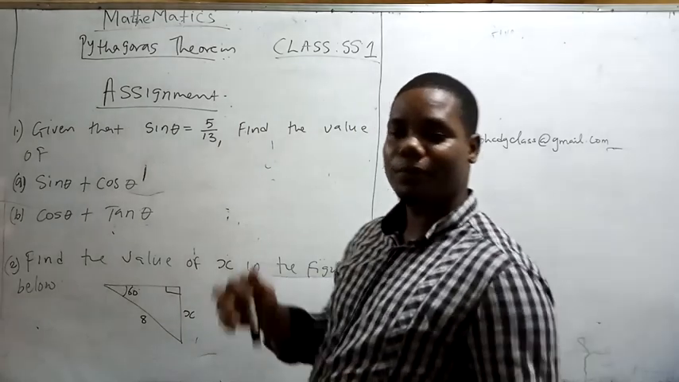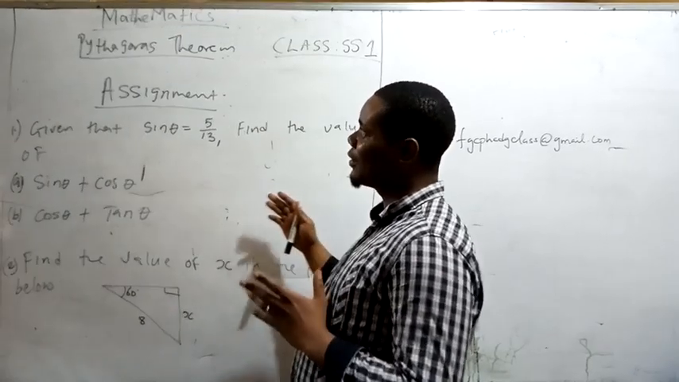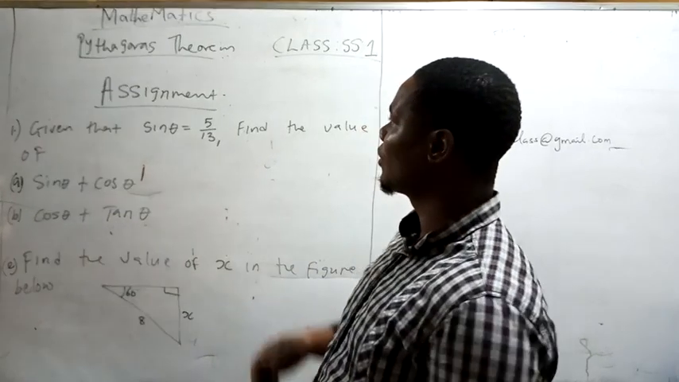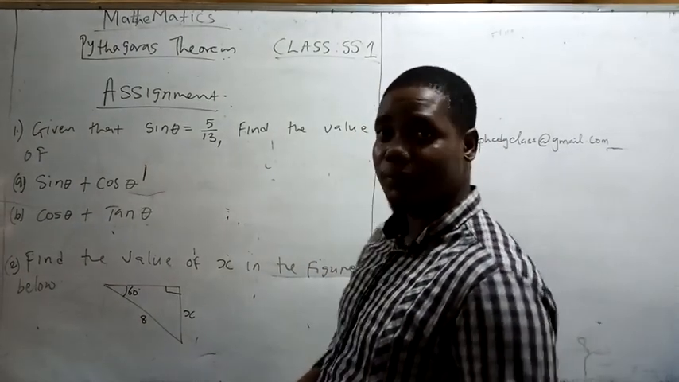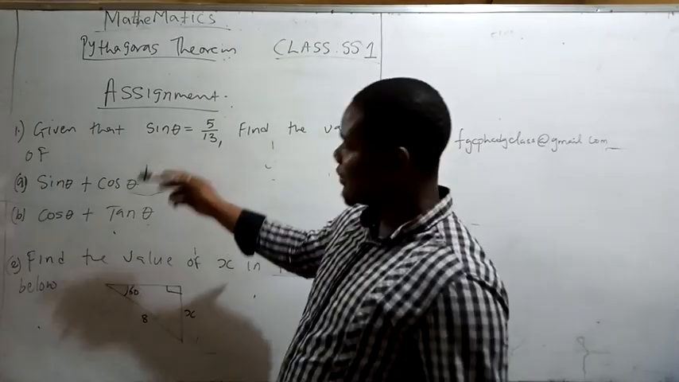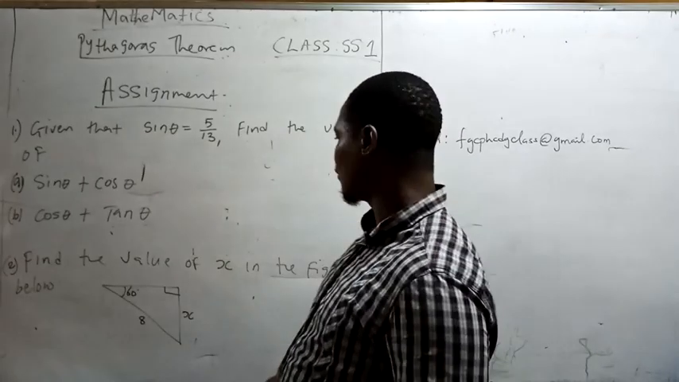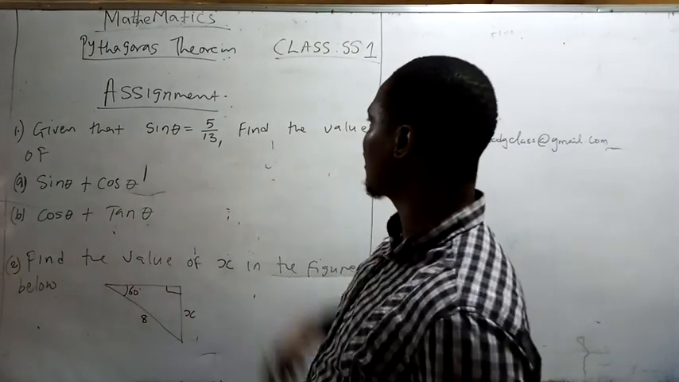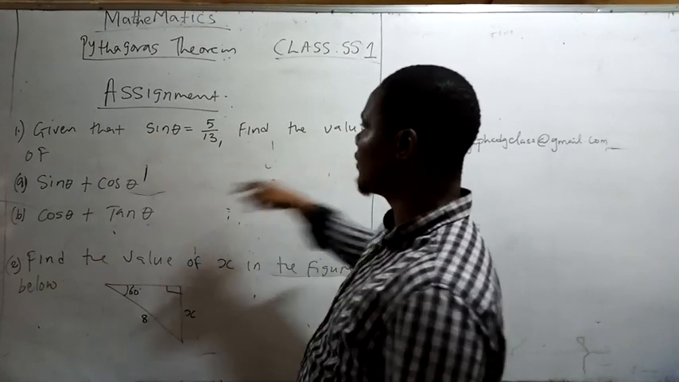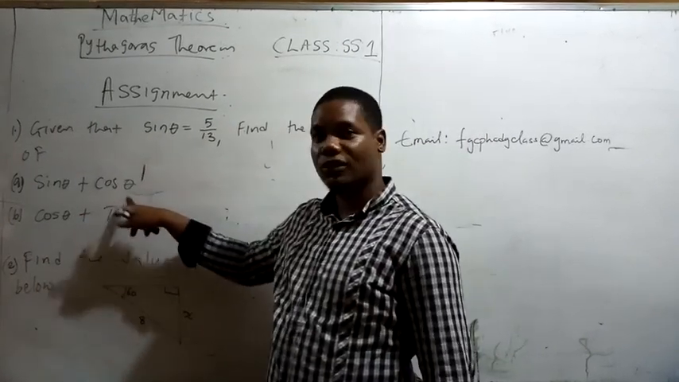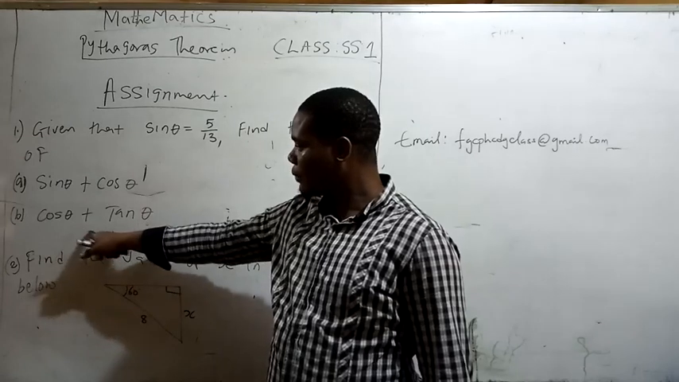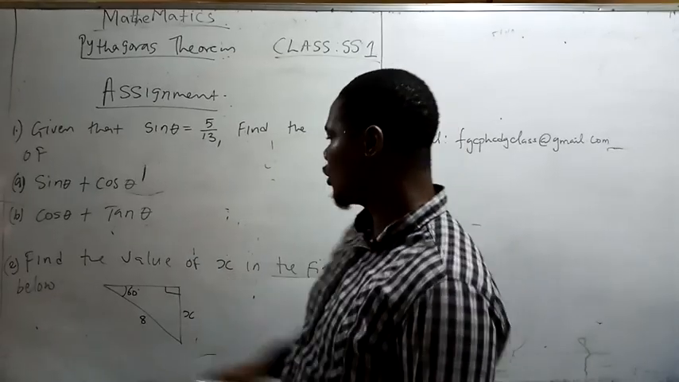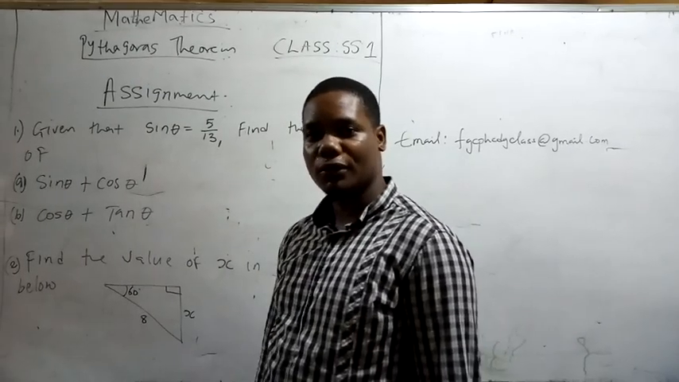Having understood this topic on trigonometry and Pythagoras Theorem, we have some assignments for you. I have about 2 assignments here for you. The first one says, given that sine theta equals 5 over 13, find the value of sine theta plus cos theta plus tan theta. Then number 2 says, find the value of x in the figure below. The diagram is on the board.